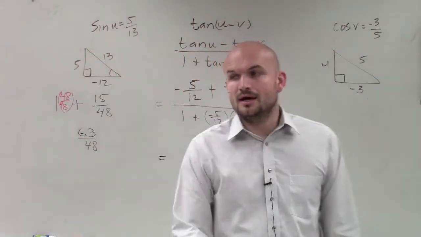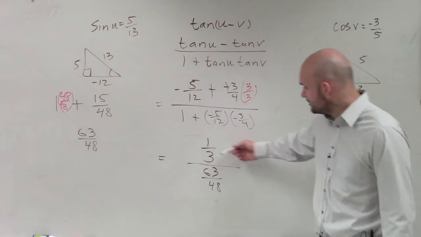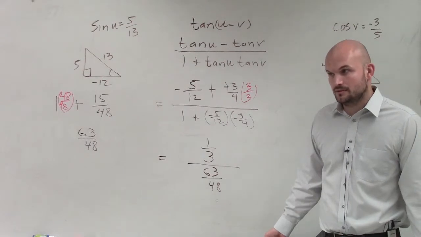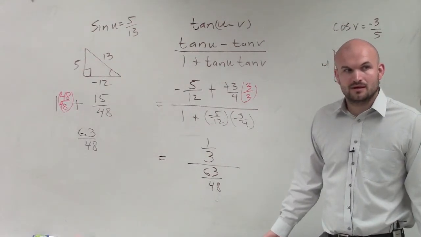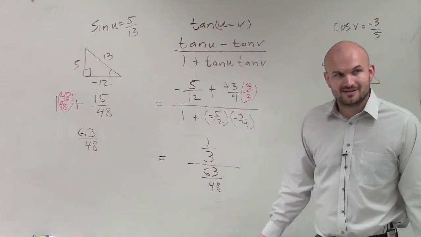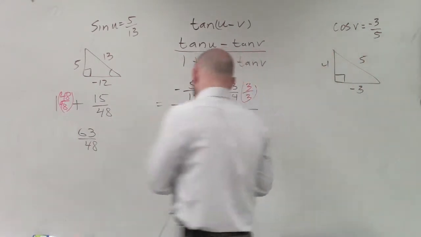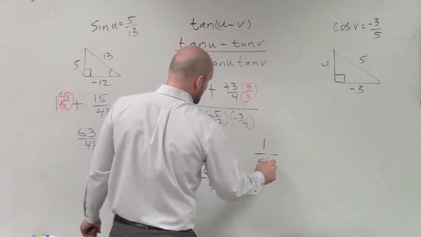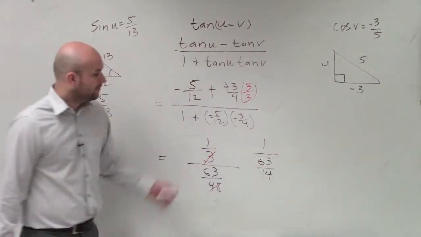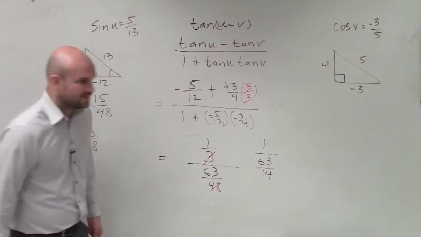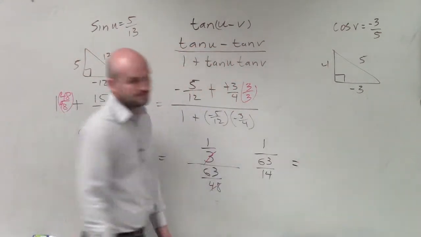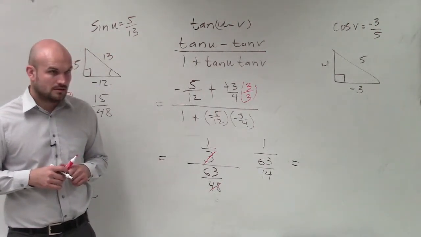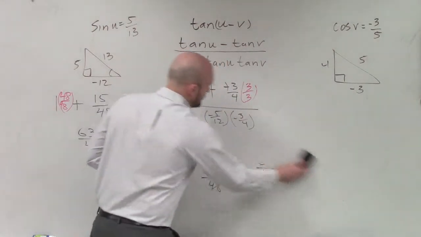Now, I can simplify this even further. I notice that the 3 and the 48 are going to reduce down. Yeah, 3 goes into 48: 16, 32, 48. So if I reduce these down, I have 1 over 63 over 14. Well, 1 divided by 63 over 14, obviously I can reciprocate that. Shouldn't we reduce 63? 21. Okay, watch.